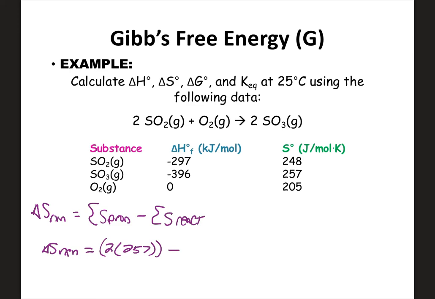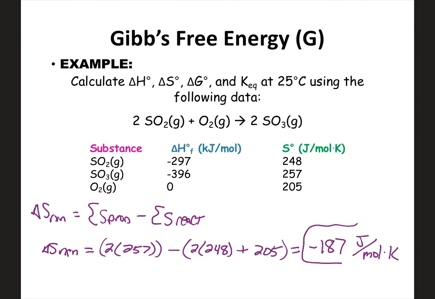So we're going to have the SO2, that's going to be 2 times the 248, plus there's only one of the O2, and that has an S value of 205. All of the products minus all of the reactants here. When I plug and chug this, I do get negative 187. And your units for delta S are going to be joules per mole times Kelvin. So be careful of that.